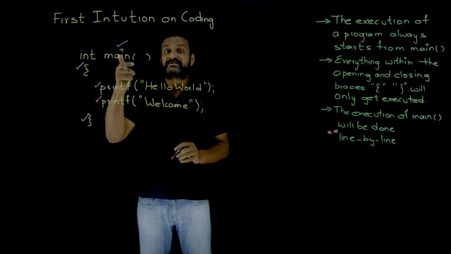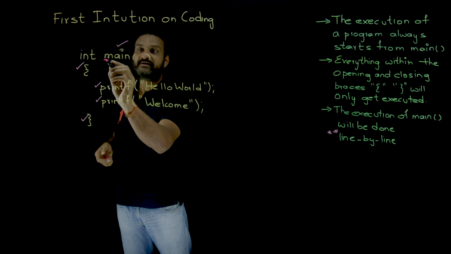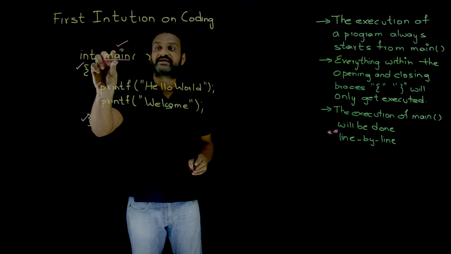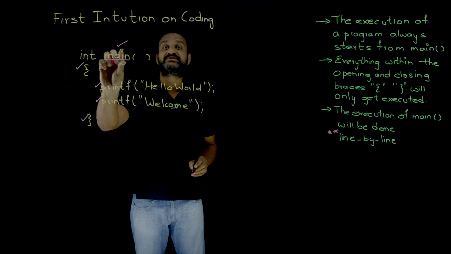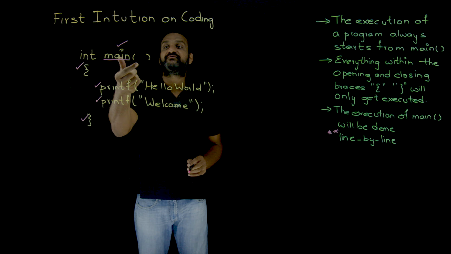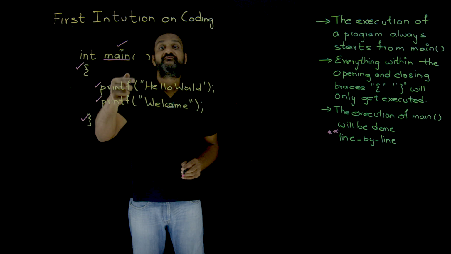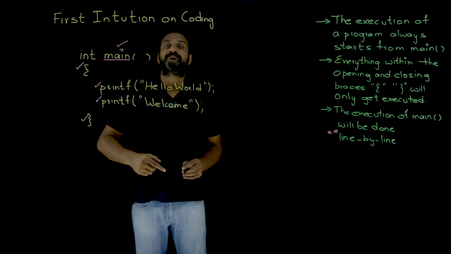The first point is that the compiler will identify this word called main, and it will start its execution from this word main. Try to understand this. Any program will get executed from main. Whatever is there within this main will get executed by the compiler.